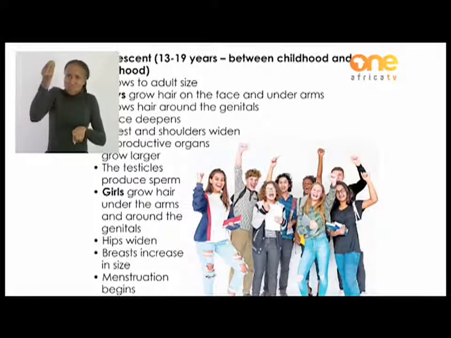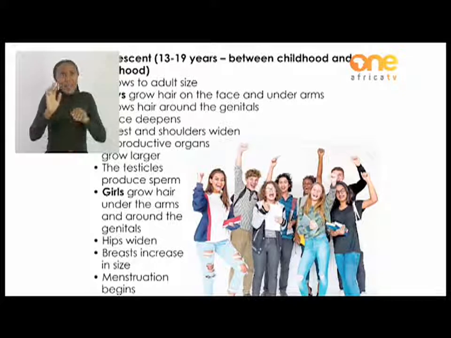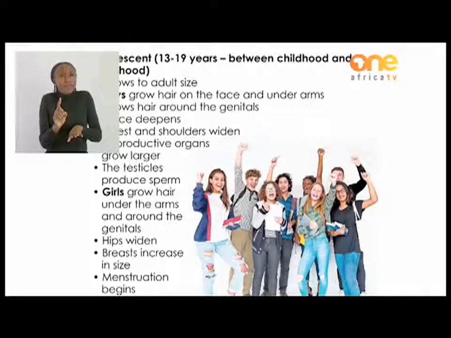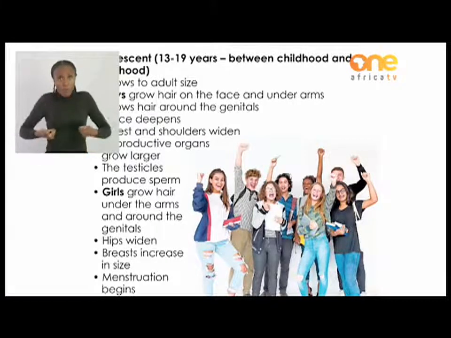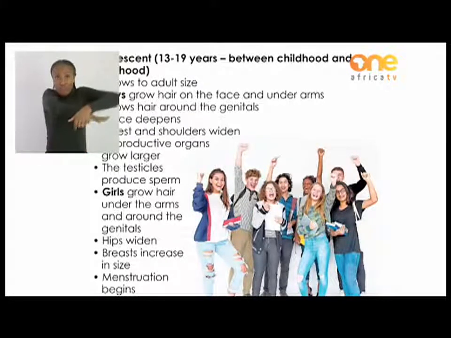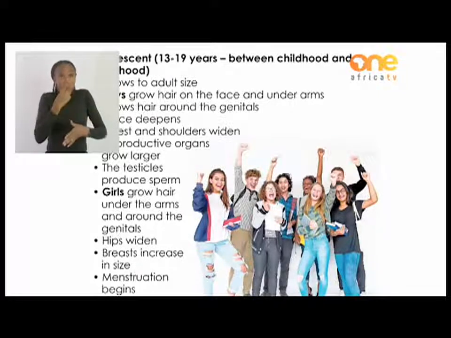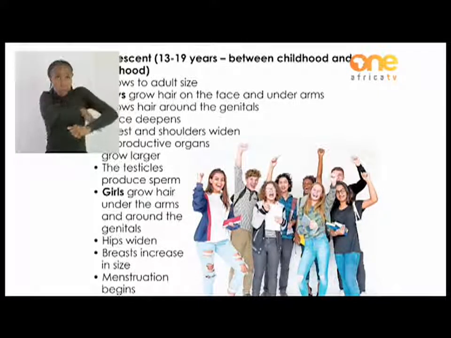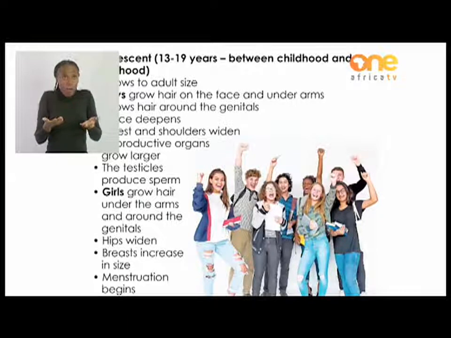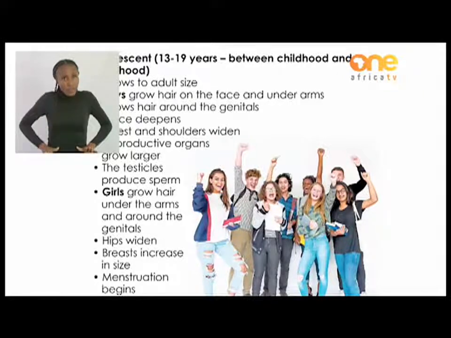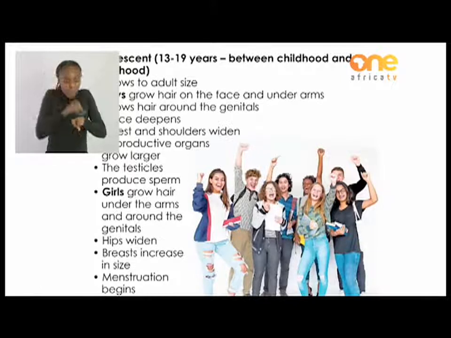And then boys at this stage, when they are teenagers, what happens with the boys? They grow hair on their faces, which is called a beard. Okay? Those are boys. And they also grow hair under their arms. Right? You might realize that one of your brothers started putting on long sleeves because they don't want you to see the hair that grows under their arms because they are teenagers. Both boys and girls grow hair around their reproductive parts.